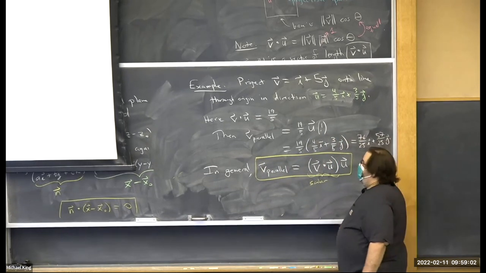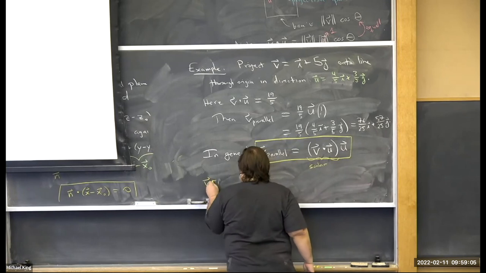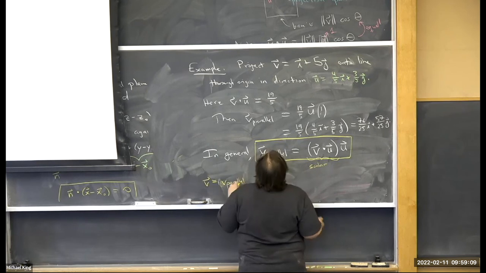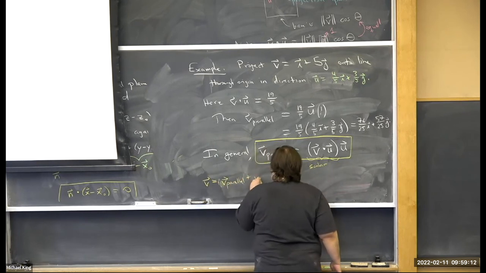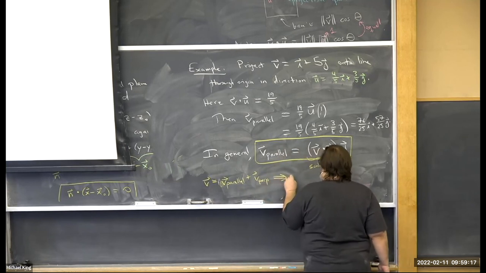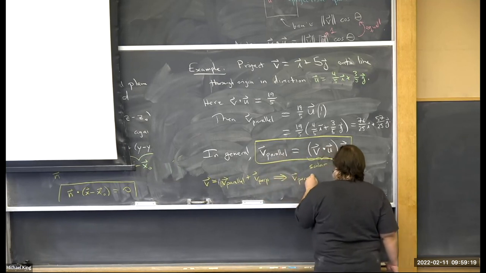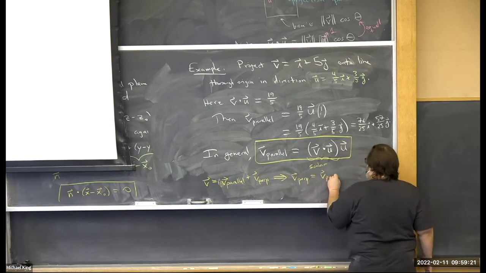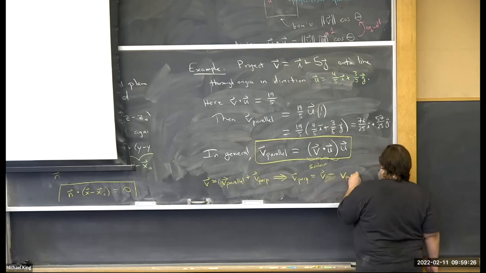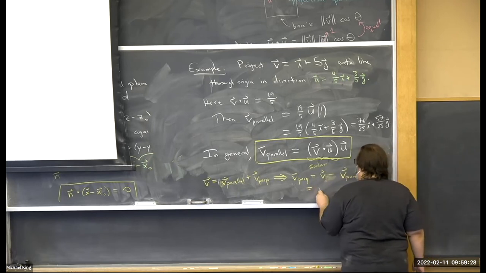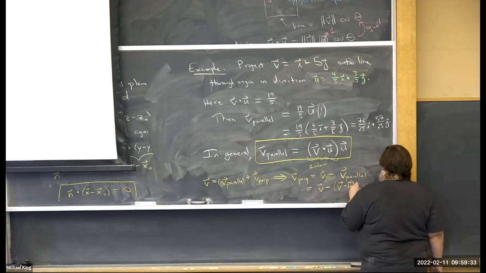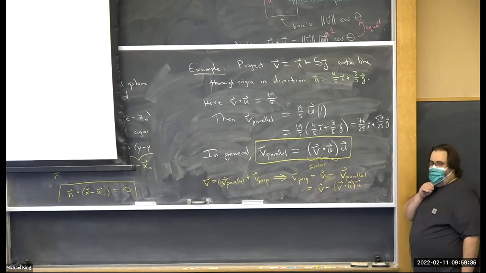And then we have v is v parallel plus v perp, in that picture. And so v perp, the perpendicular piece, is v minus v parallel. So you can write that as a formula too: v minus v dot u, u.